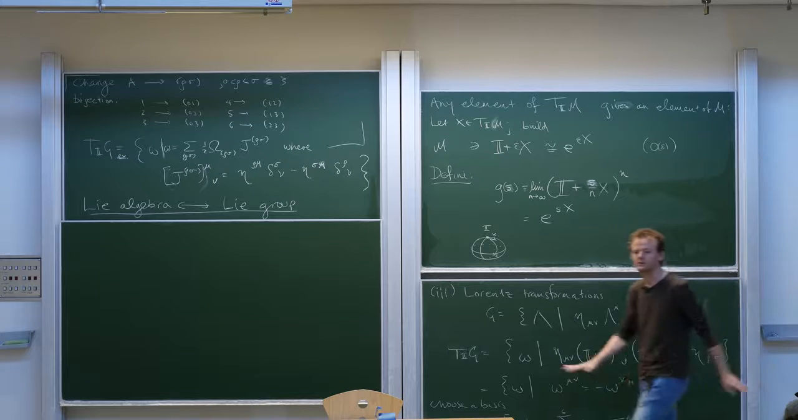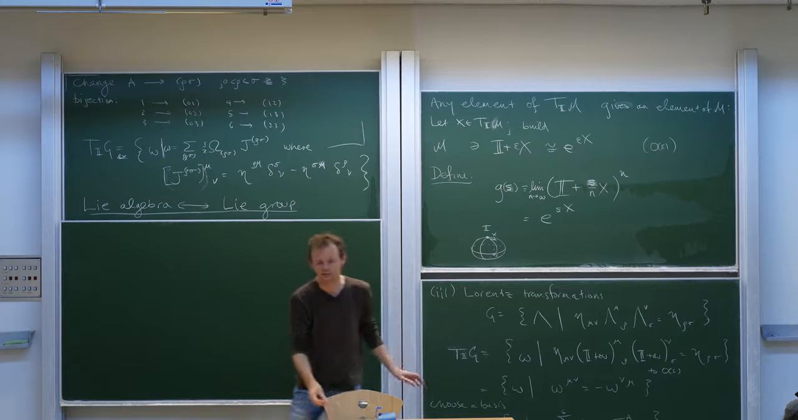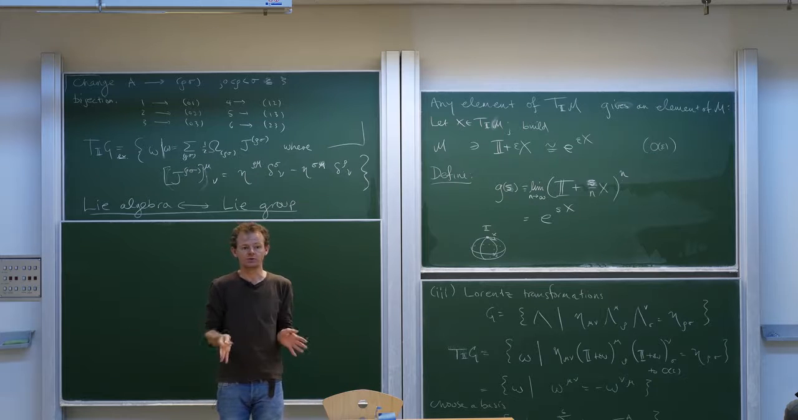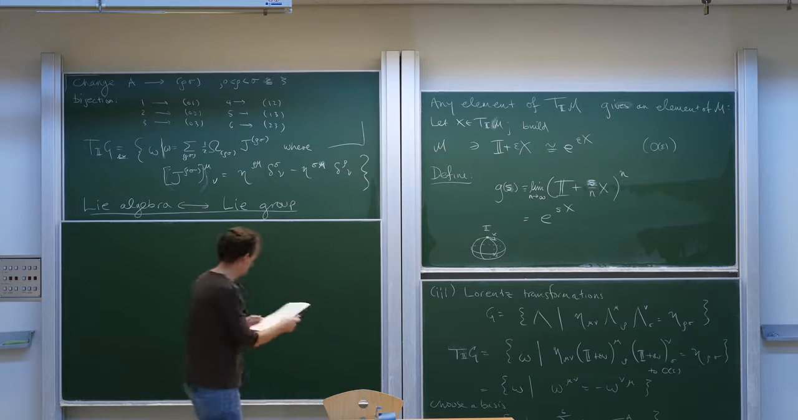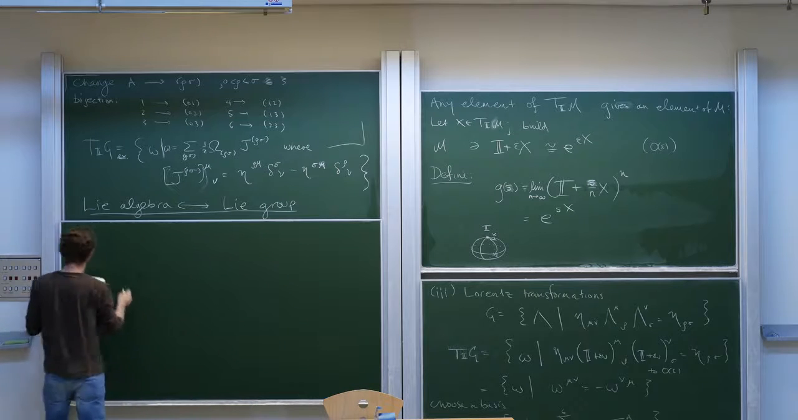Right, now let's find an algebra structure on a tangent space, because we know we have a group structure on the manifold, right? We said there's a multiplication map that's continuous. What consequences does that have for the tangent space? And the answer is very interesting.